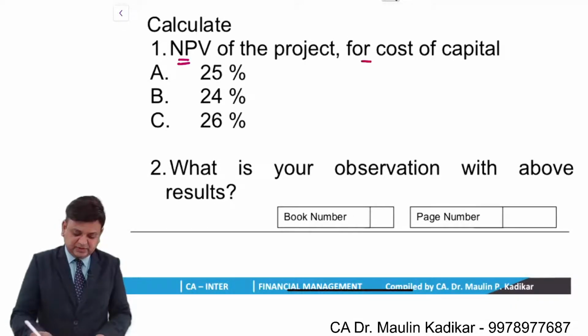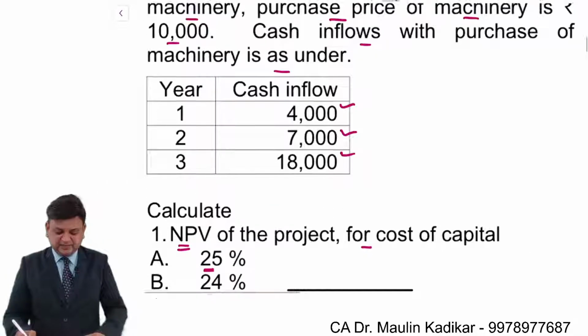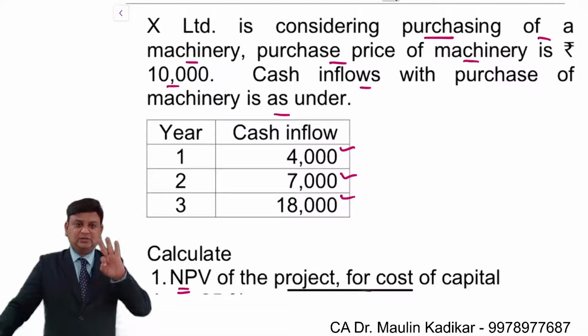Calculate NPV of the project for the discounting rate 25%, 24%, and 26%. Then the second part of the question is there that we will see later on. So at three discounting rates, NPV is required to be found.